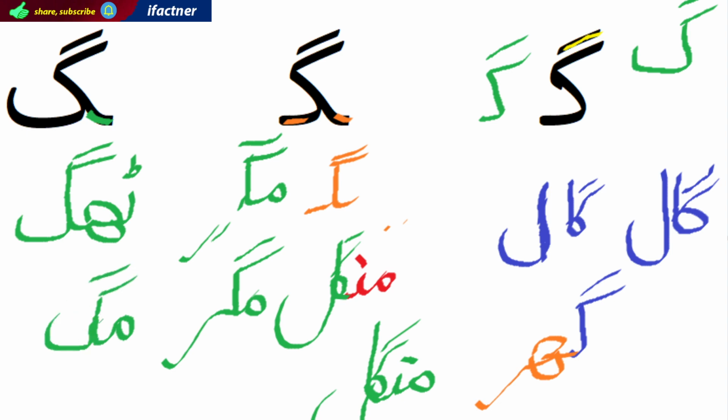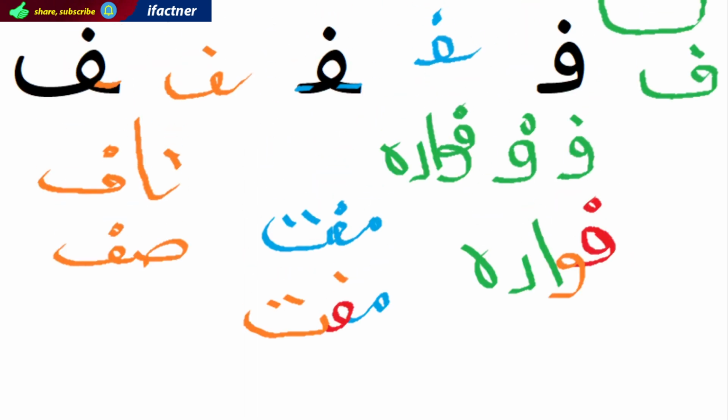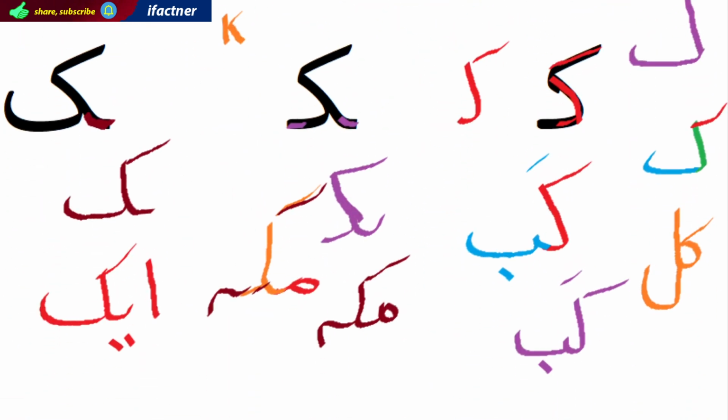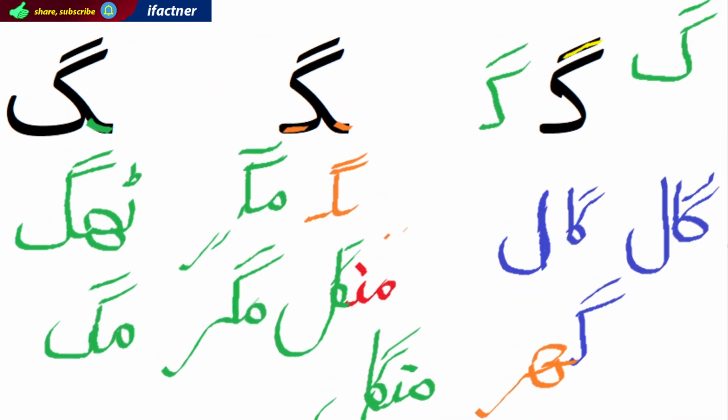So ladies and gentlemen, this is how we write fe, kaf, the kaf of qainchi, the kaf of kutta, and gaf in the Urdu language.